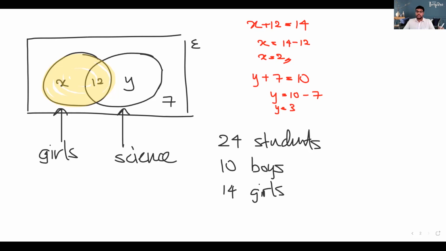Then moving on to the second part. For y, we know that everything outside this circle has to be boys, because only the girls are inside the circle, and the boys are outside this circle of girls. So what are the numbers outside the circle? We have y and we have 7. That means y plus 7 should be 10, because there are 10 boys. So y should be 3, because 3 plus 7 is 10.